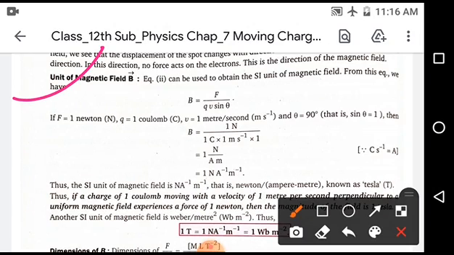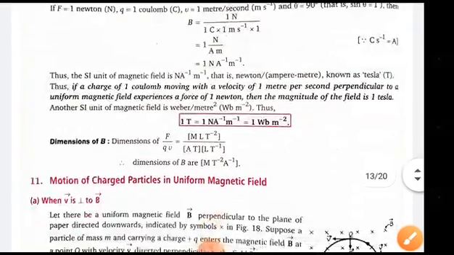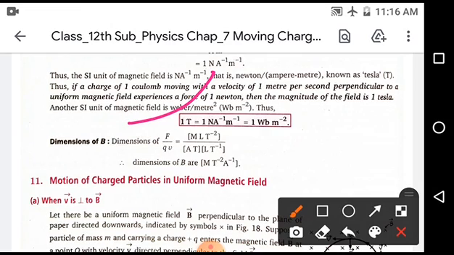Now we will discuss the units of magnetic field. We know that B is equal to F upon QV sine theta. So putting the units of all the physical quantities, we get Newton, Ampere inverse, and meter inverse. So Newton Ampere inverse meter inverse is the unit of magnetic field. And another unit is Tesla. 1 Tesla is equal to 1 Newton per Ampere meter, and it is also written as 1 Weber per meter square.